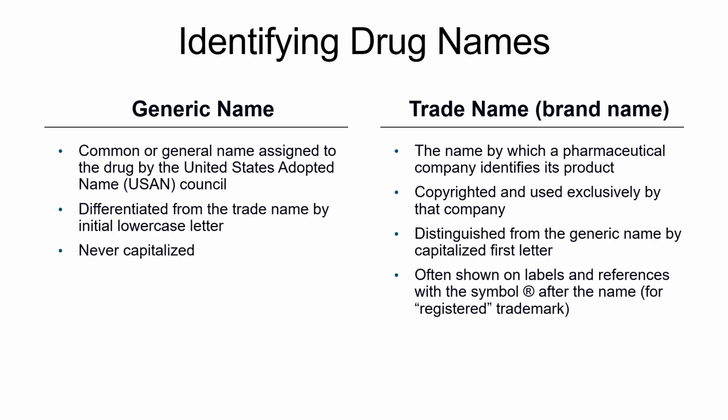So trade names or brand names: the name by which a pharmaceutical company identifies its product. It's usually copyrighted and used exclusively by that company. It's distinguished from the generic name by the capitalized first letter, often shown on labels and references with the symbol R after the name for a registered trademark.